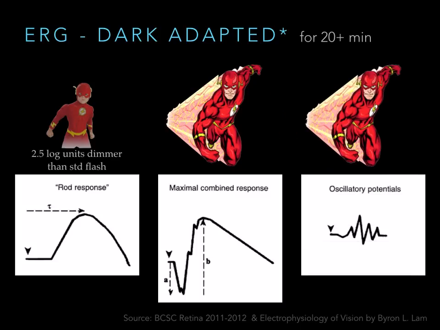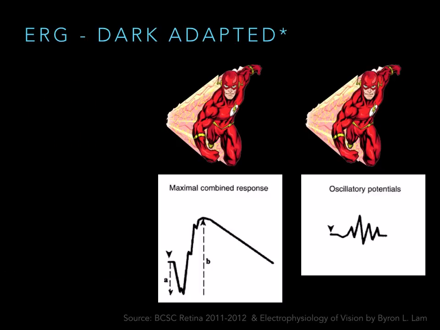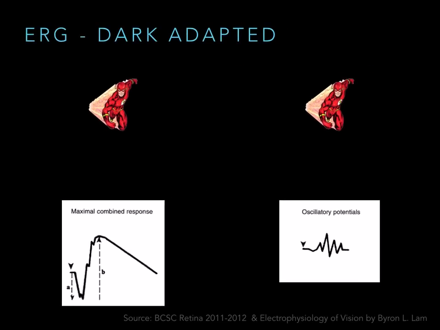Okay. And then we also have these oscillatory potentials that I used to spend a lot of time on. We're not going to spend a lot of time on them anymore. So what is the difference between the oscillatory potentials and the maximal combined response? It's the same flash, same length of time that it's on, same brightness. The difference is, let's see, this button. It's really slow-mo here.